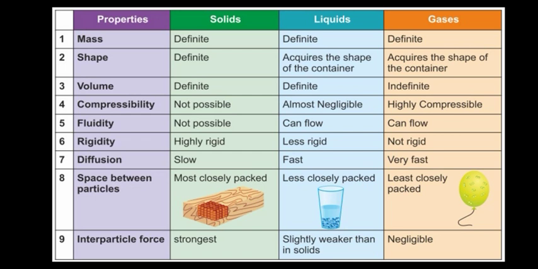First, with reference to mass, solids have definite mass, liquids have definite mass, and gases also have a definite mass. Now, with respect to shape, liquids and gases acquire the shape of the container or the pot in which they are stored, but solids have a definite shape. With respect to volume, solids and liquids have a definite volume, but gases do not have a definite volume.